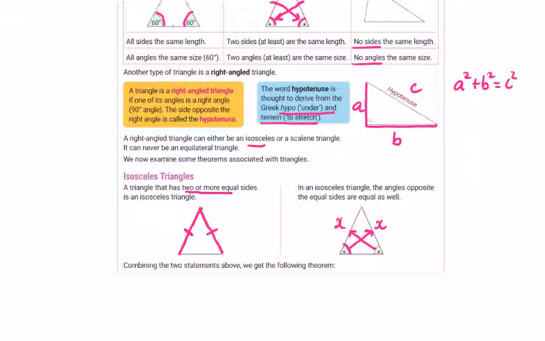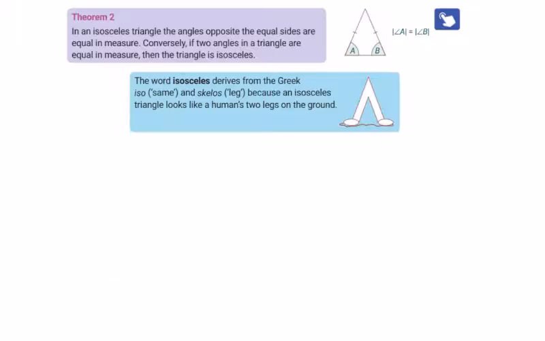And combining the statements we get the following theorem. In an isosceles triangle, the angles opposite the equal sides are equal in measure. Conversely, if two angles in a triangle are equal in measure, then the triangle is isosceles. And you can see the notation here, just this straight line to denote that these sides are equal. The word isosceles derives from the Greek iso and skelos, the same leg, because an isosceles triangle looks like two human legs on the ground. If your legs are not the same length, you could be a bit wobbly, you could be like this.